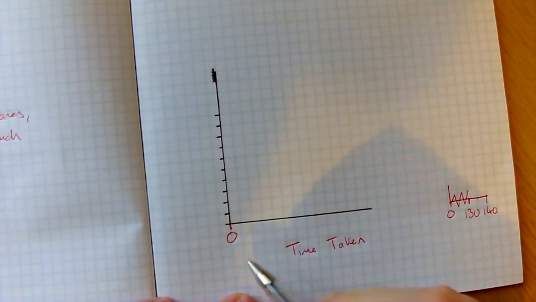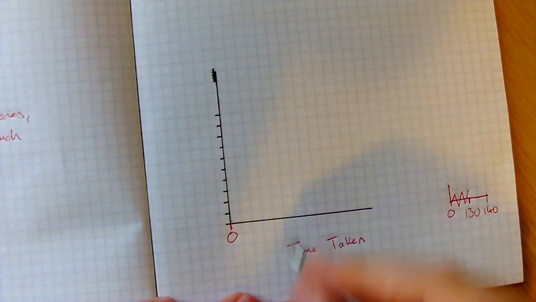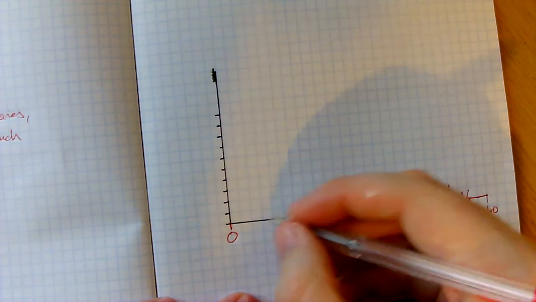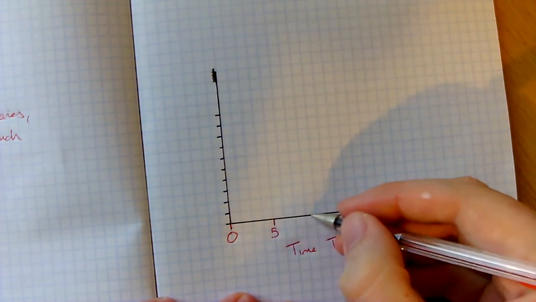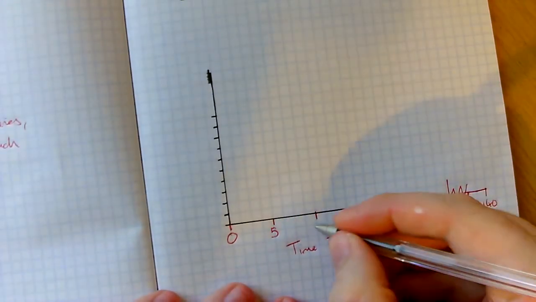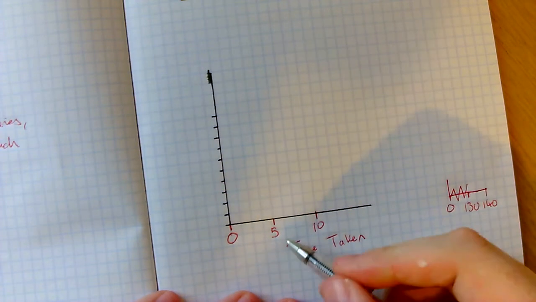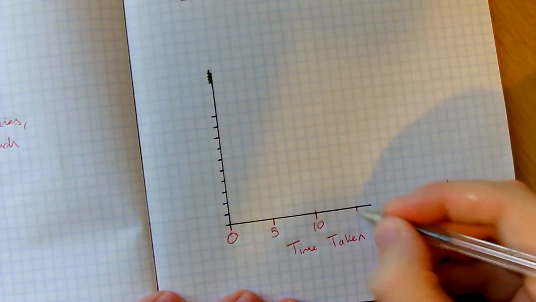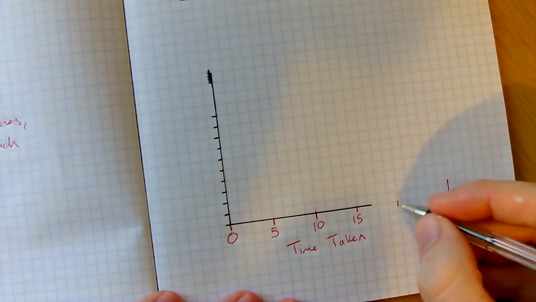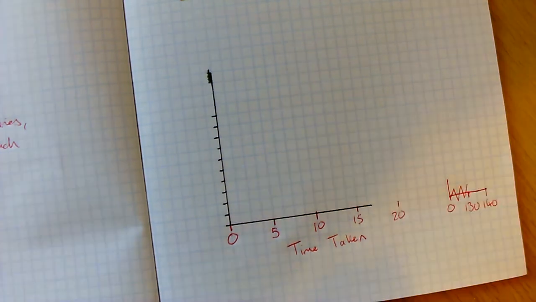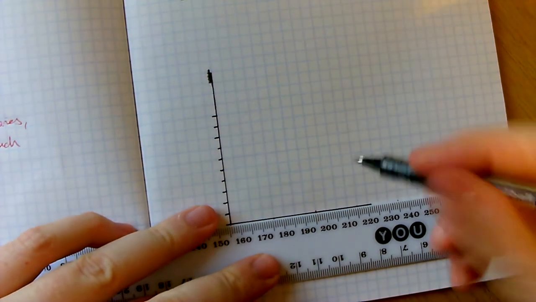So I've got my time taken. I'm going to use 4 squares wide, and then I'm literally just using these groups up here to space it out. So I've got 0 to 5, 5 to 10, the next one's going to be 15, and the next one is going to be 20. Now I am going to need to extend this slightly. That's what I get for trying to be clever.